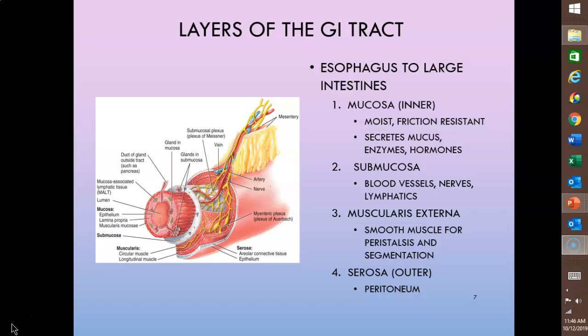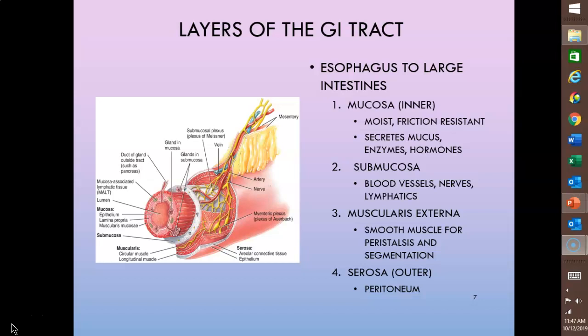The muscularis is made up of 2 sheets of smooth muscle: an inner sheet of circular fibers, and an outer sheet of longitudinal fibers that run the length of the gastrointestinal tract. Involuntary contractions of the smooth muscle help to break down food, mix it with the digestive juices, and propel it along the tract.